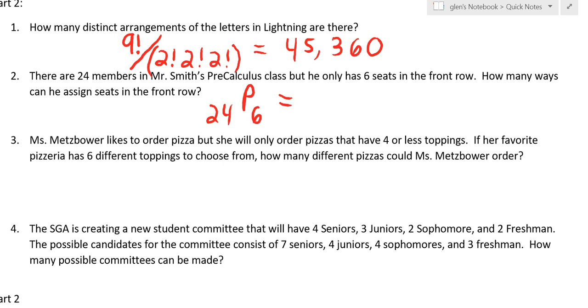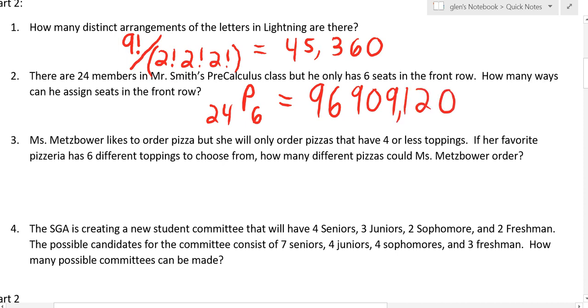I'm not going to write out what it is. Well, what is it? Let's just do it. What is it, Nat? 9690920. Cool, so that is 96,909,120, which is a really big number.